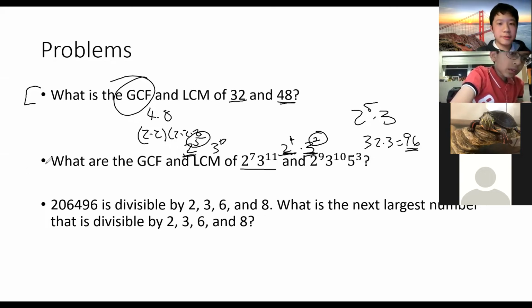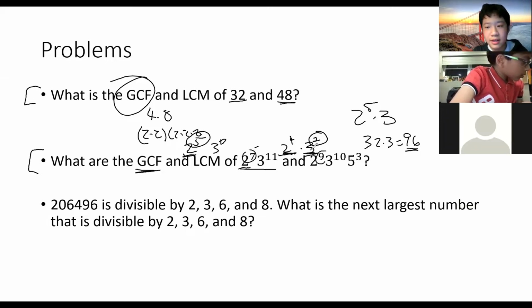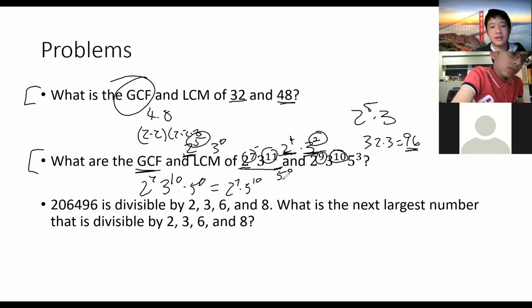Okay, we're gonna go over the second problem here. And for GCF, all I need to do is take the smaller power out of each of them. So I have 2 to the 7th and 2 to the 9th. I'm gonna take 2 to the 7th. I have 3 to the 11th and 3 to the 10th. I'm gonna take 3 to the 10th. What about 5 here? Well, I technically have a 5 to the 0 here, right? So I'm gonna take 5 to the 0 instead of 5 to the 3rd. And that's just 2 to the 7th times 3 to the 10th. Okay, if we have these really big numbers here, don't really mind multiplying them out, okay?